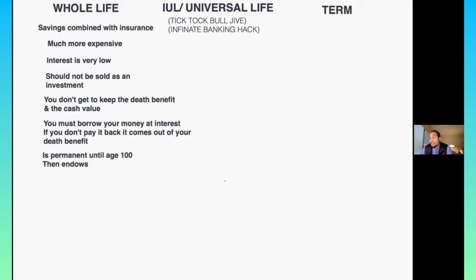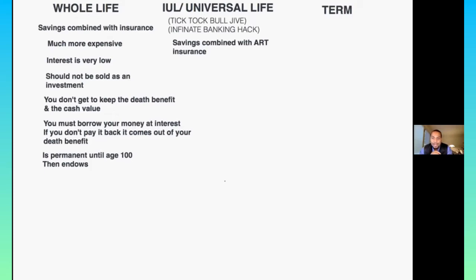But let's talk about what they are. They are savings combined with ART insurance, otherwise known as annual renewable term. What is annual renewable term? Well, it's term that renews every year based on your attained age or your current age.